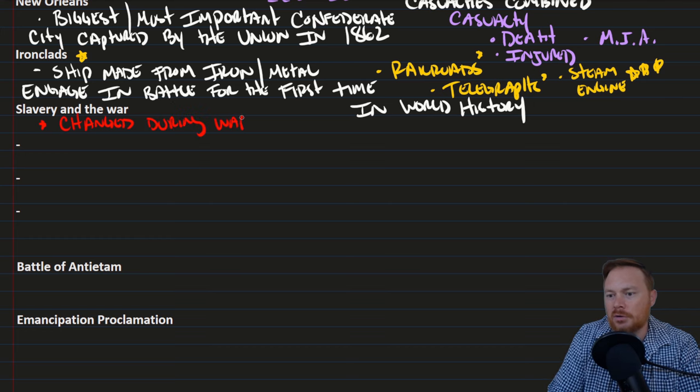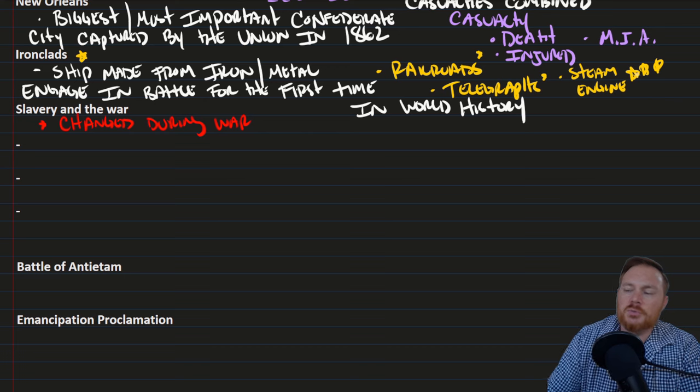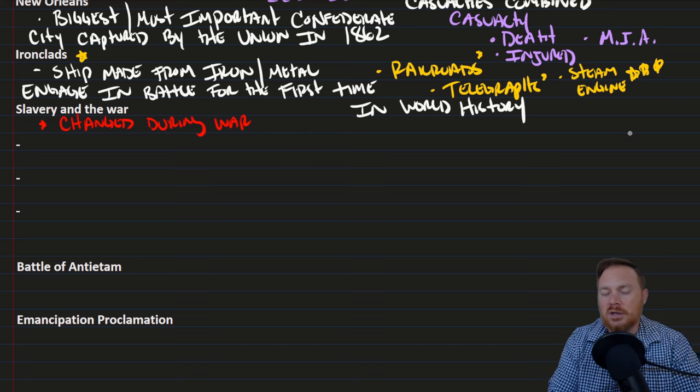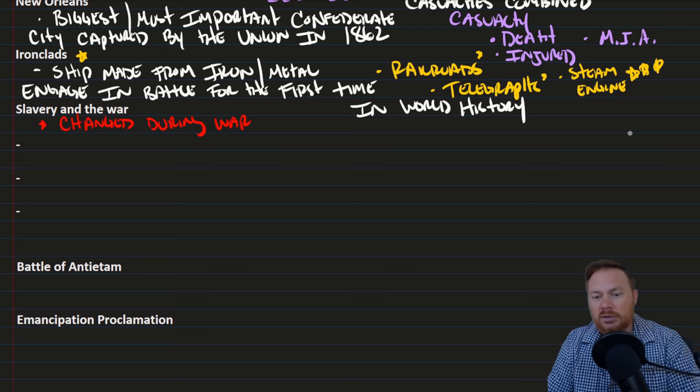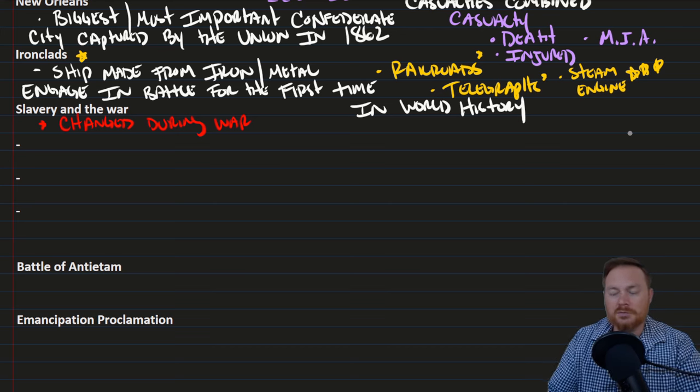And I think the point earlier is a good one to reiterate, and that is slavery was not abolished at the beginning of the Civil War. It was not abolished at the end of the Civil War. It was abolished during the war. And so Lincoln had to contend with a few realities.